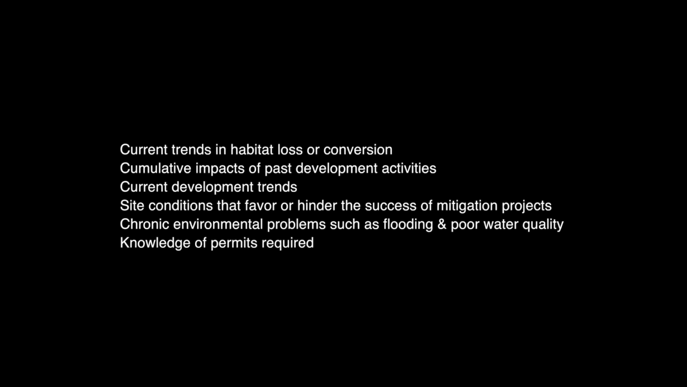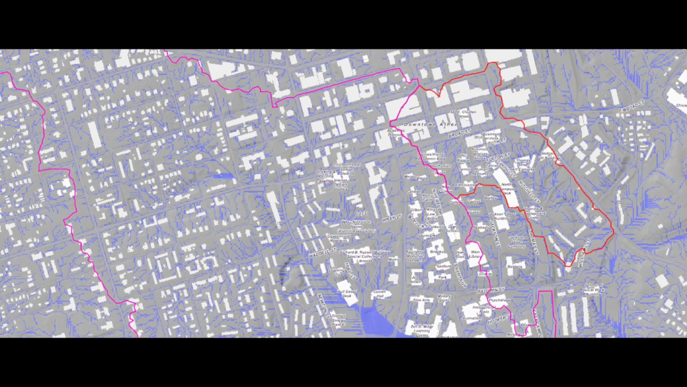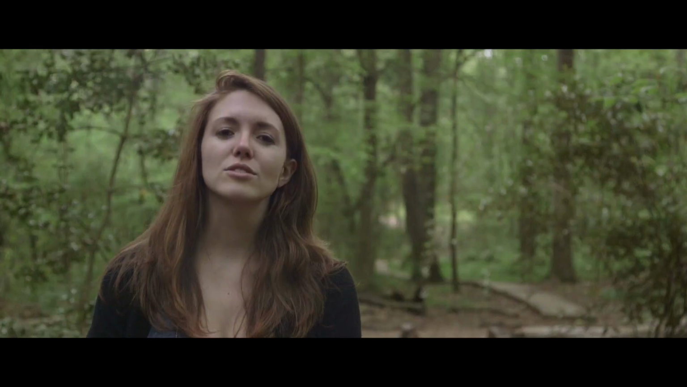Information needs include current trends in habitat loss or conversion, cumulative impacts of past development activities, current development trends, site conditions that favor or hinder success, chronic environmental problems such as flooding and poor water quality, and knowledge of the necessary permits. Through our discussion on watersheds, we can see how streams fit into larger environmental networks. However, it's important to remember that they're also complex systems unto themselves. With so many different ecological considerations to take in, it may seem daunting to try to determine if a waterway is functioning properly or not. Next, we'll talk about how to tell whether a stream is impaired.